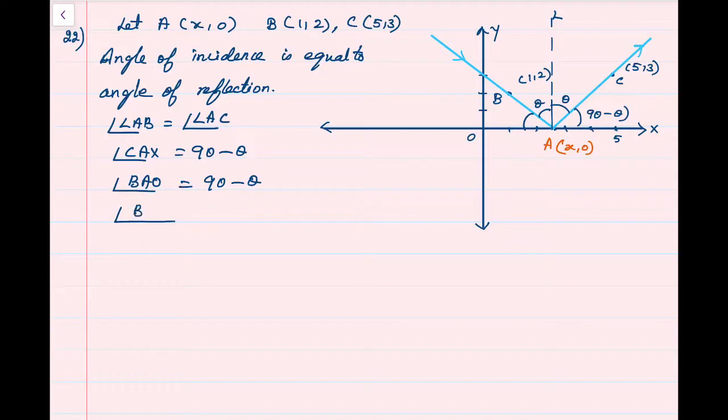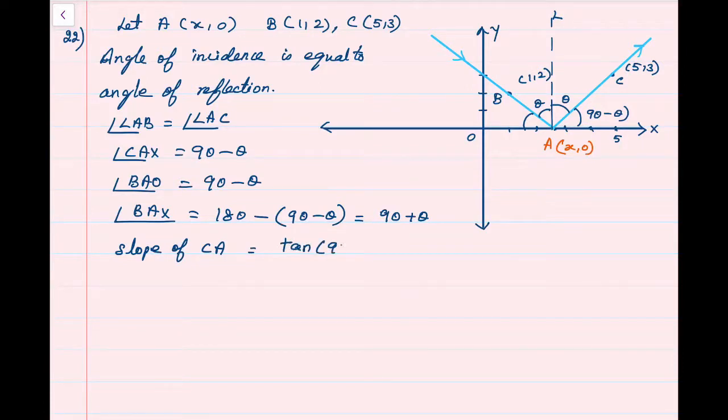And angle BAX will be 180 minus angle BAO, which is 90 minus theta, which is 90 plus theta. Now slope of CA, which is tan of 90 minus theta, equal to, we will use the formula (y2 minus y1) divided by (x2 minus x1). We will use the points C and A: (3 minus 0) divided by (5 minus x). Tan(90 minus theta) is cot theta.